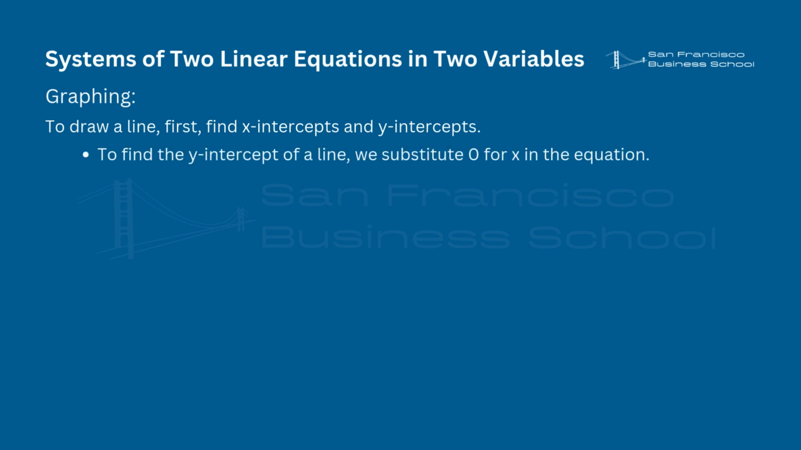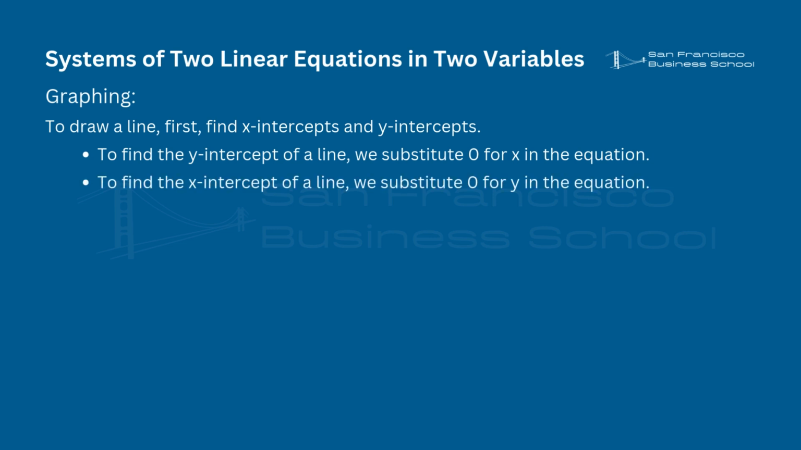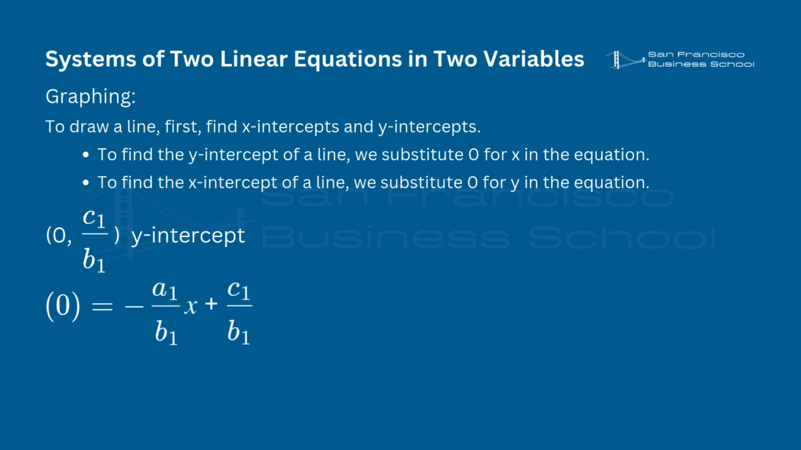To find the y-intercept of a line, we substitute 0 for x in the equation. To find the x-intercept of a line, we substitute 0 for y in the equation. We know the y-intercept, 0, c1 over b1. We can find the x-intercept by substituting 0 for y in the equation. 0 equals negative a1 over b1 times x plus c1 over b1.